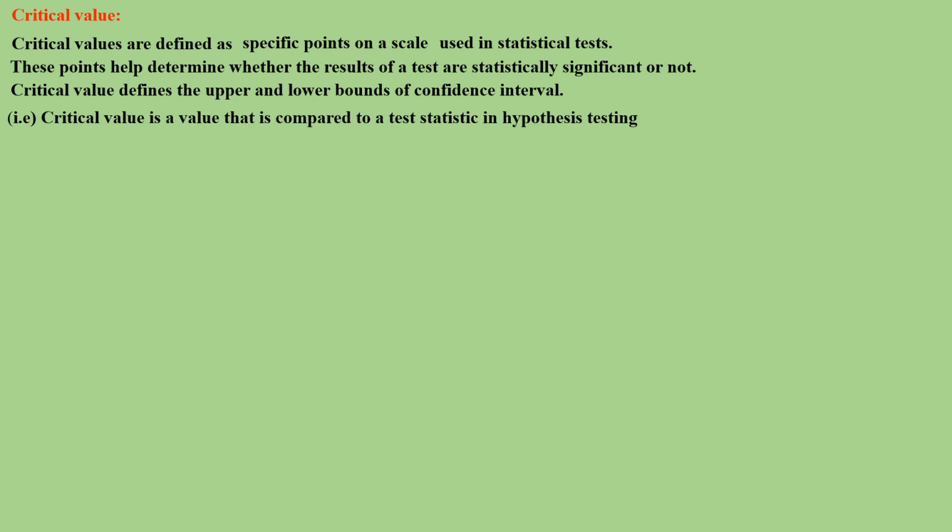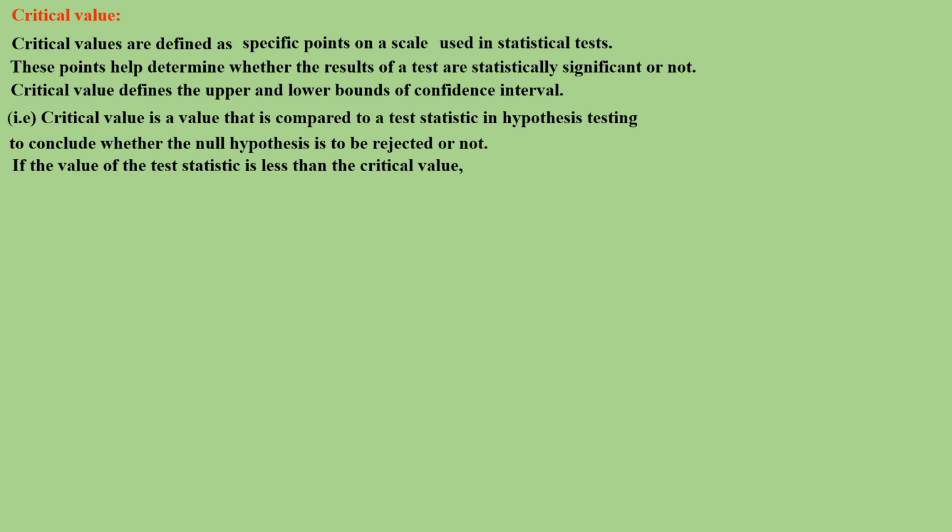Below the critical value, acceptance. Above the critical value, rejection region, right. The critical value is the value compared to a test statistic in hypothesis testing to conclude whether the null hypothesis is to be rejected or not. If the value of the test statistic is less than the critical value, the hypothesis is accepted, right.